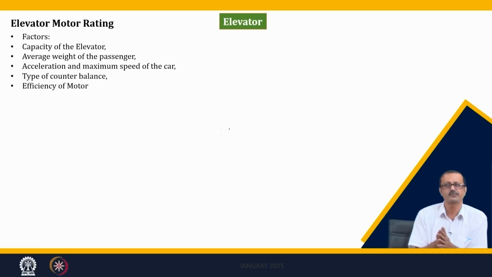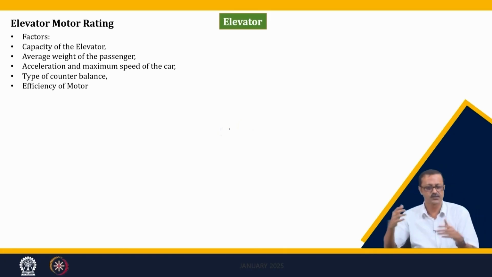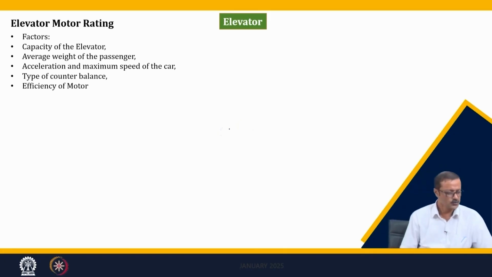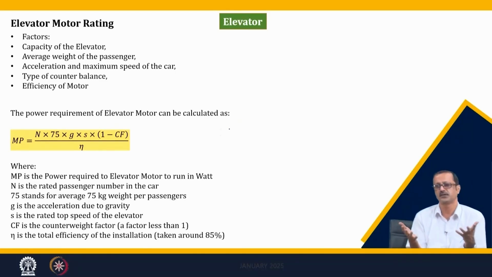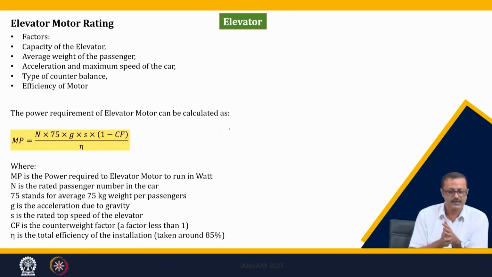So, it is the capacity of the elevator, how many persons have to be taken into it, the average weight of the passenger, the acceleration and maximum speed of the elevator, and there is a counterbalance weight, which is also required to be estimated. So, this is the governing formula to find out the power requirement of the elevator, where n is the number of rated passengers, because we all know that elevators are given as 6 passenger, 8 passenger, 12 passenger like that. So, that is the n.